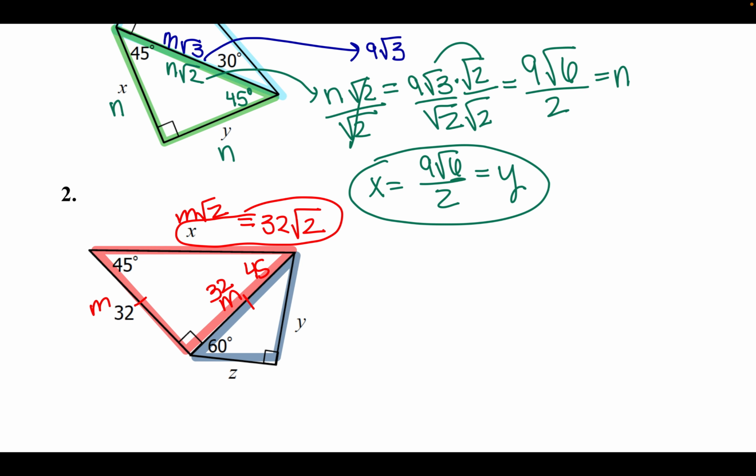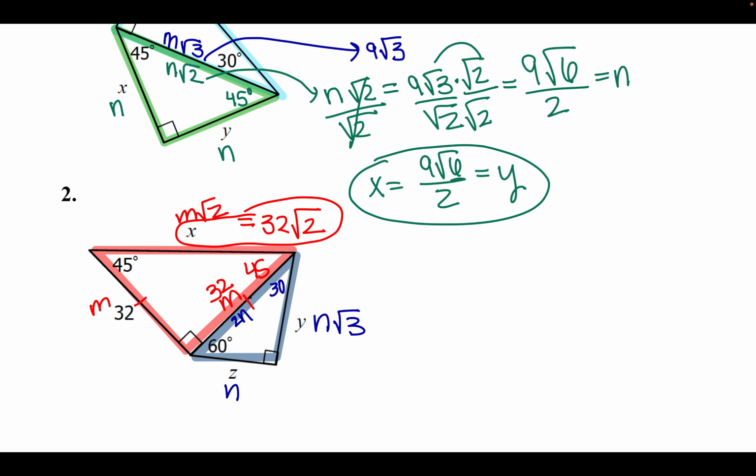Now moving on to this blue triangle, which is a 30, 60, 90 triangle. In this one, across from your 30 degrees is your n. Across from your 60 is your n square root of 3. And across from your right angle is 2n.